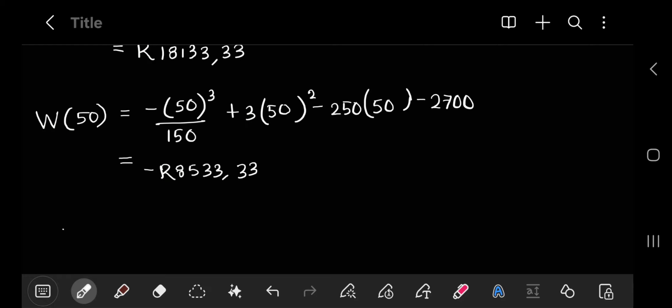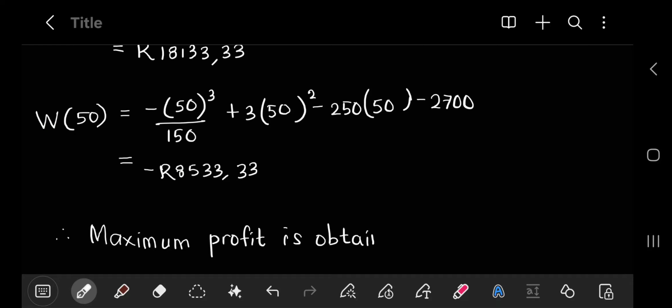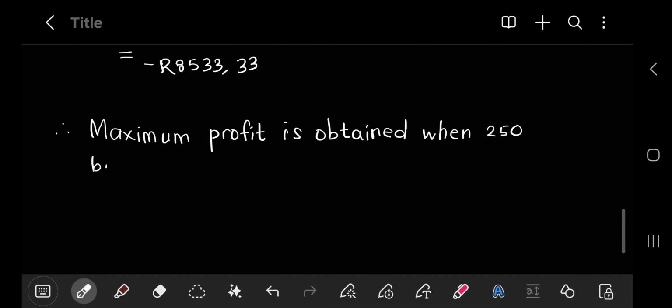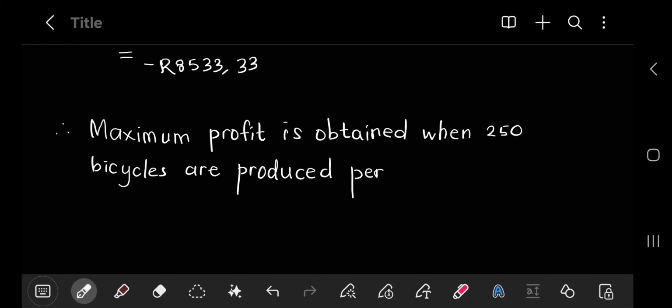So now we can conclude and say, therefore, maximum profit is obtained when 250 bicycles are produced per week.